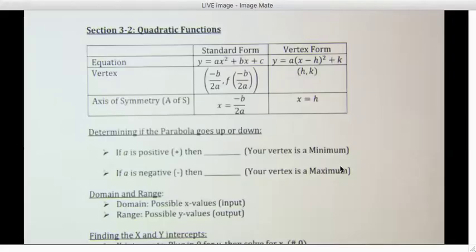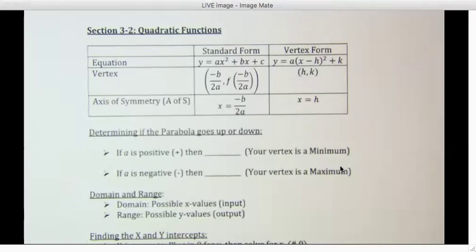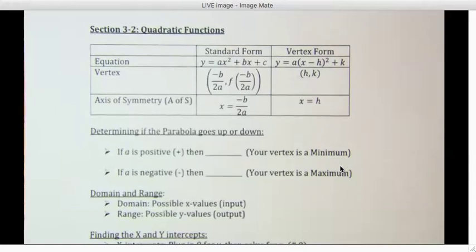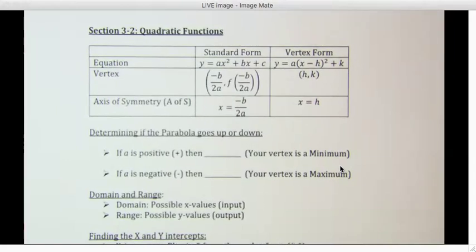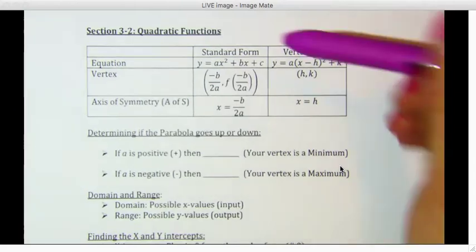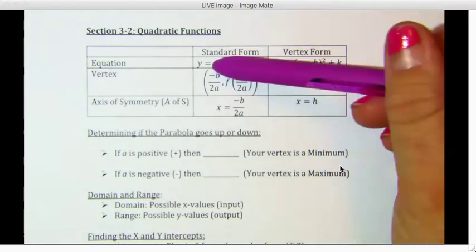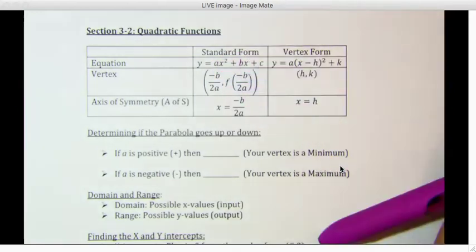All right, this is section 3.2, and we are going to be looking at quadratic functions. There are generally two different forms we can look at quadratic functions in. The first one, which is what you are probably used to seeing it in, is called standard form. And so we have ax squared plus bx plus c.